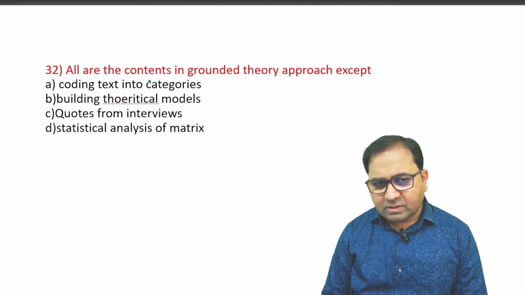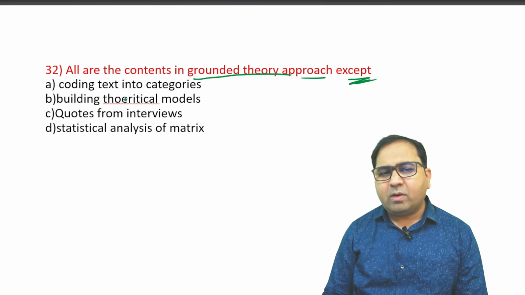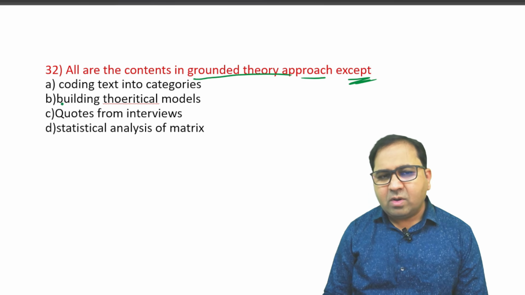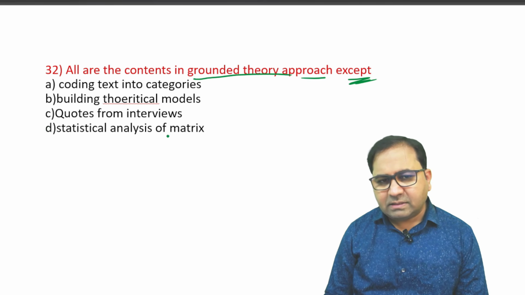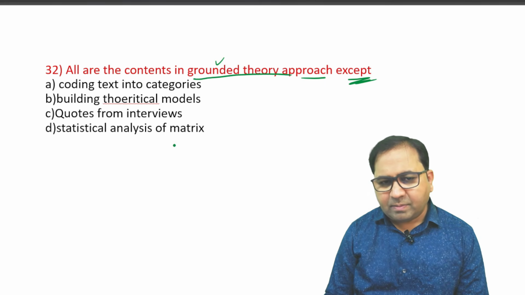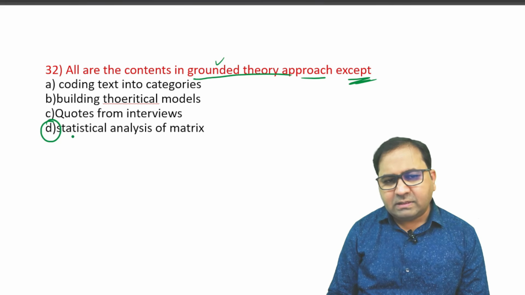Now the next question. All are the contents in grounded theory approach except what? The options are A, coding text into categories, B, building the theoretical models, C, quotes from interviews, or D, statistical analysis of matrix. So, what are all the contents in the grounded theory? Out of these four, three are the contents except one. So, the answer for this question is option D, that is statistical analysis of the matrix.